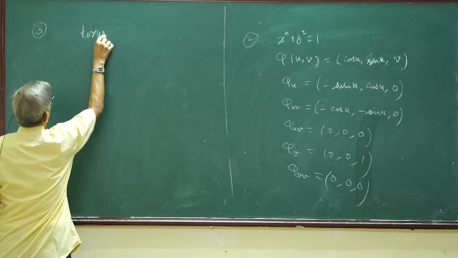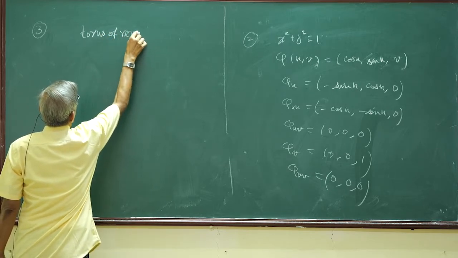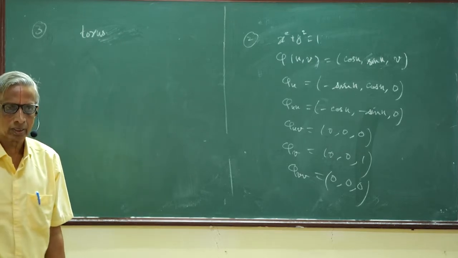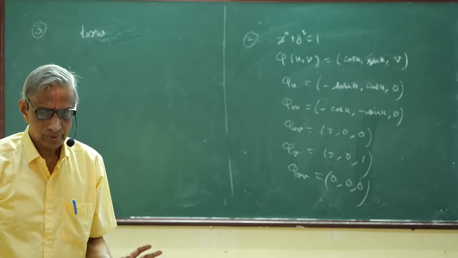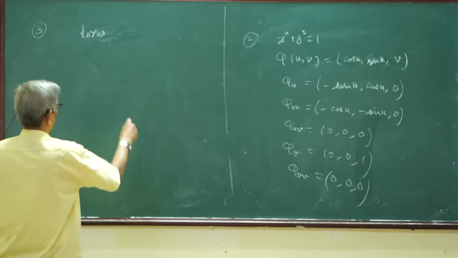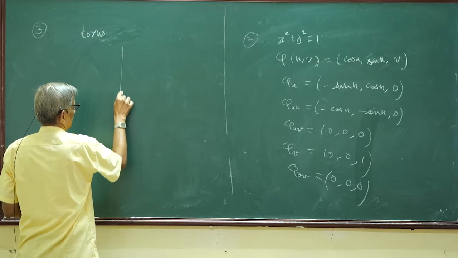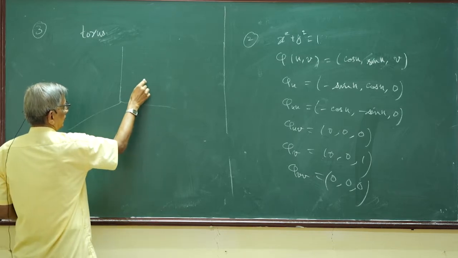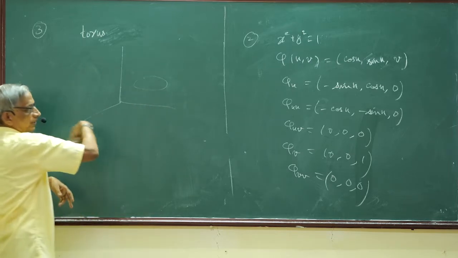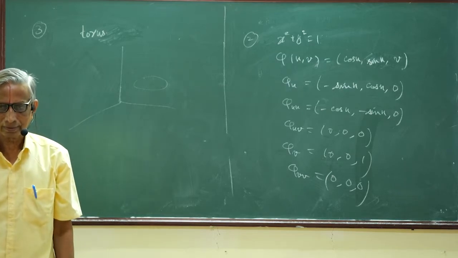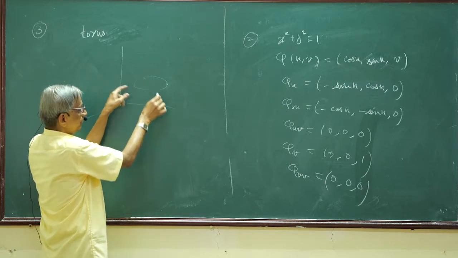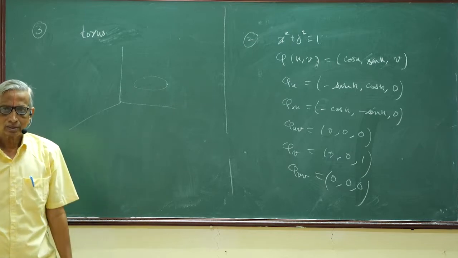Torus of revolution. Okay, so how is the torus got? You take a circle in this and then rotate about the z-axis. So you have two numbers involved. One is this distance, and of course the radius is involved.